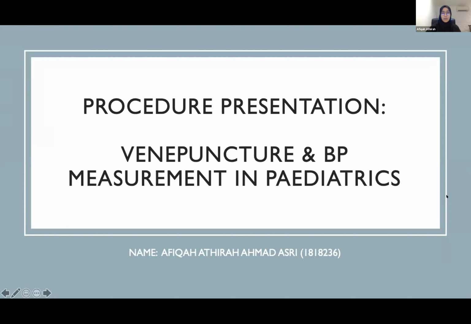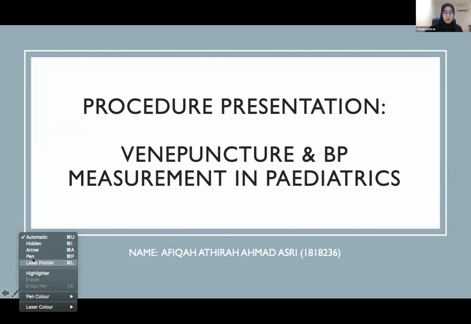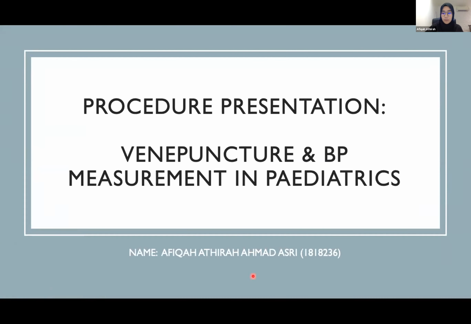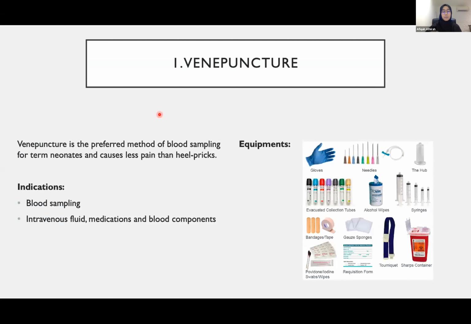Okay, I will continue with two procedures, which are venipuncture and BP measurement in pediatrics. So first we go with venipuncture. Venipuncture is a procedure where we take a blood sample and also introduce fluid, medication, and blood components. So the equipments are as follows. Later when we go through the steps in the procedure, we will take note of the usage of the equipments.